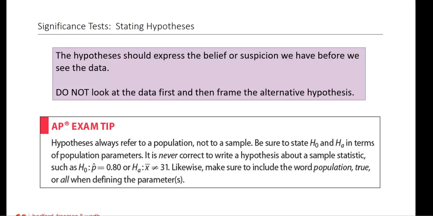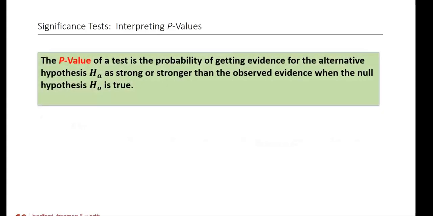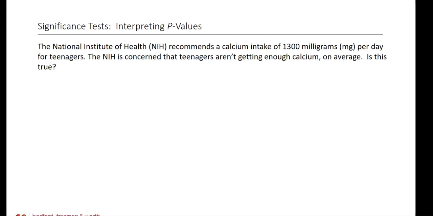Not x bar, it could be mu, right? So we're talking about parameters here. Never define the null or the alternate with statistics. They have to be parameters. It's a really important point, actually. So the p-value of a test is the probability of getting evidence for the alternate hypothesis as strong or stronger than the observed evidence when the null hypothesis is true. That's the definition of a p-value.